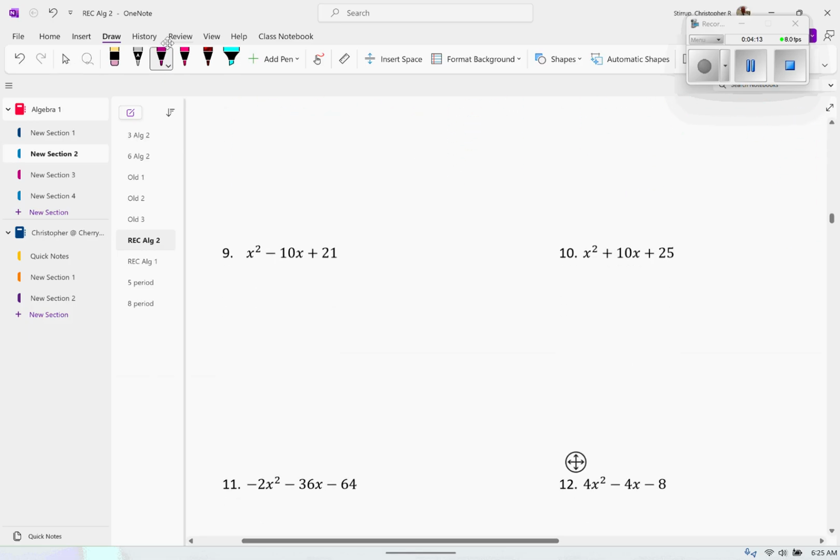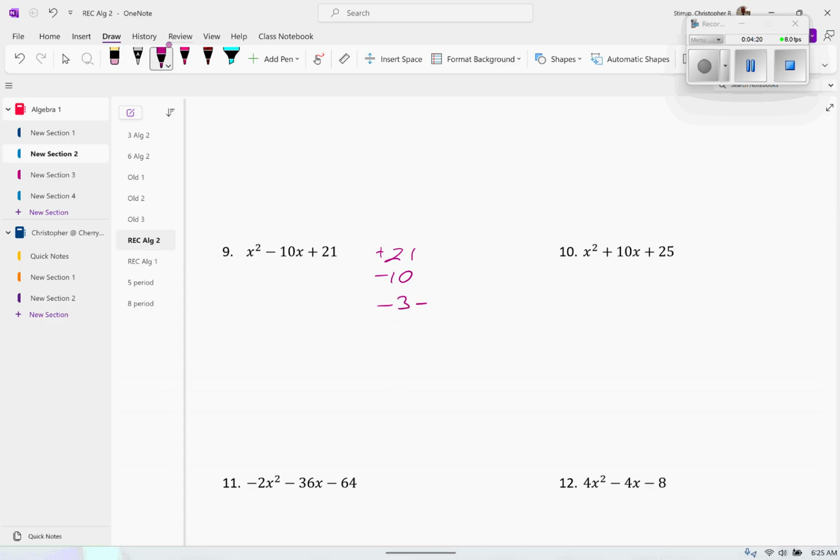Number 9, what two numbers multiply to give me positive 21, add together to give me negative 10? Now it has to be negative 3 and negative 7. Those multiplied gives me positive, so I'm going to get x minus 3 and x minus 7. What two numbers multiply to give me 25, add together to give me 10? That would be 5 and 5, plugged right in here.